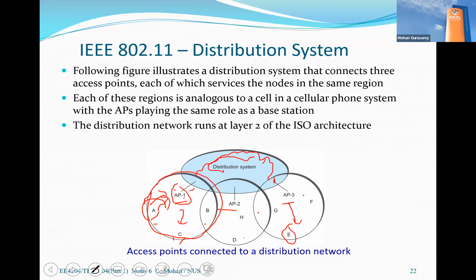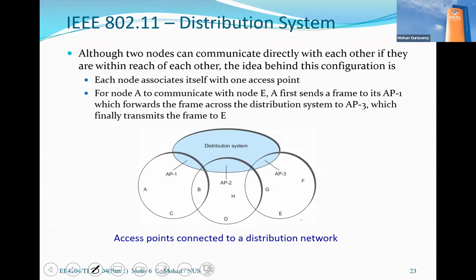Now the question is this: how are these nodes attached or associated with the access points? You can see here, A should be associated or attached to AP1. A cannot be attached to AP2 because it's very far. Similarly, B is close to both AP1 and AP2.